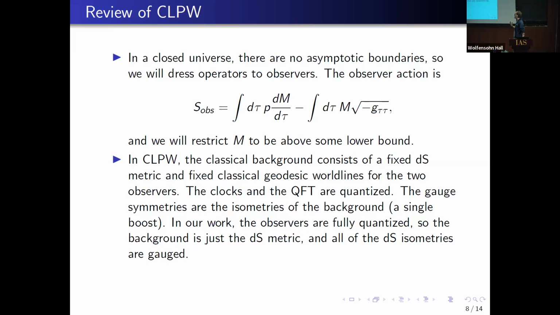Now, we also have to gauge all the isometries of this background. For us, this will be a single boost as well as the internal rotations. Of course, we should also gauge the discrete symmetries. Those are there as well, but in this work that's not what we do. It would be interesting to return to that. In this talk, we're going to quantize all the degrees of freedom that appear in this action. This means that the observers are not part of the background. Now the background is just the de Sitter metric, and we have to gauge all of the de Sitter isometries, which for us in 2 dimensions will be SL(1,2).